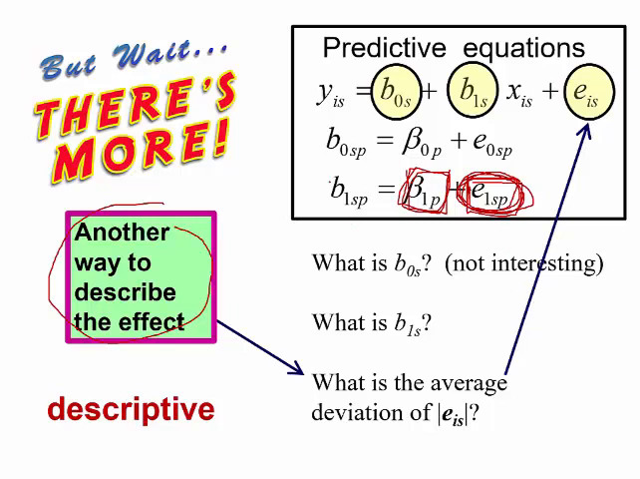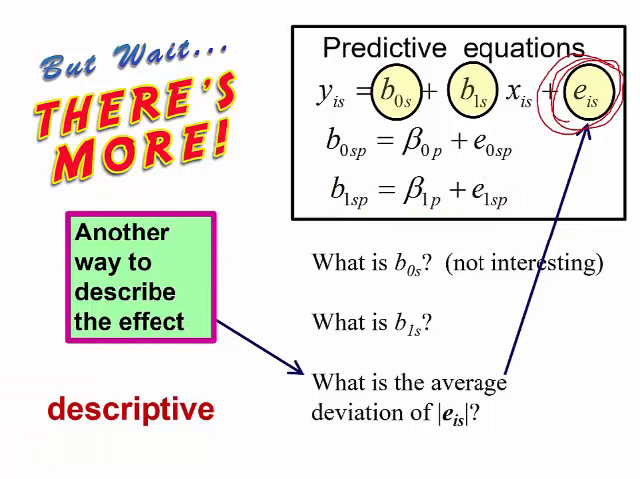As we'll see later, for a beta, the average size of these E's is going to be the standard error of our beta. But I'm jumping ahead of myself. I'm going to talk about that later. What I want to do now is talk about the E's for our top equation. We actually haven't been talking about those recently, but let's take a look. What is the average deviation of those E's?